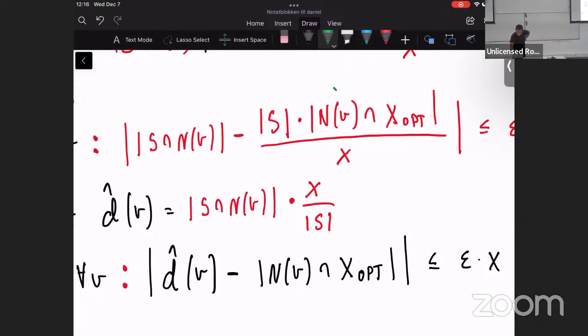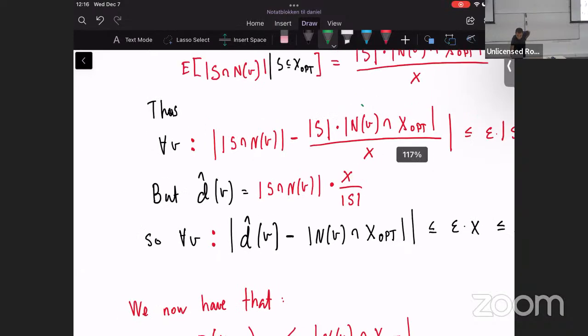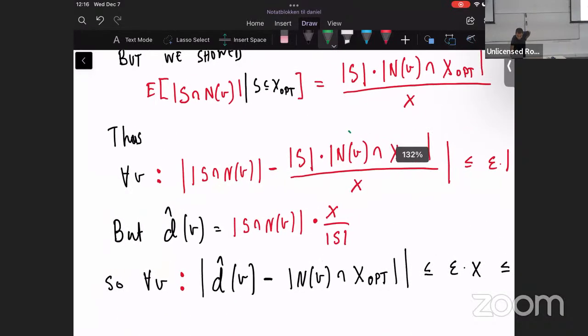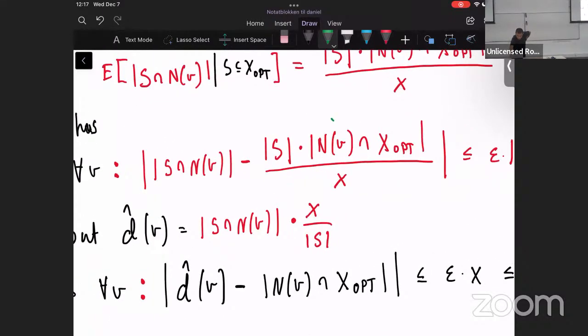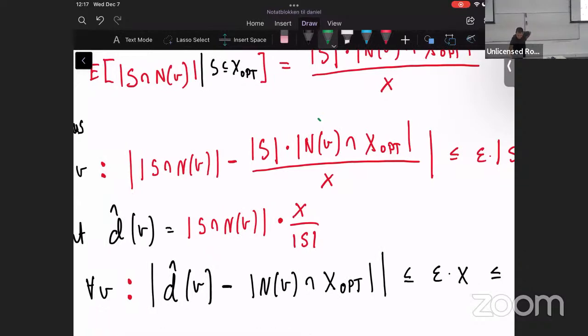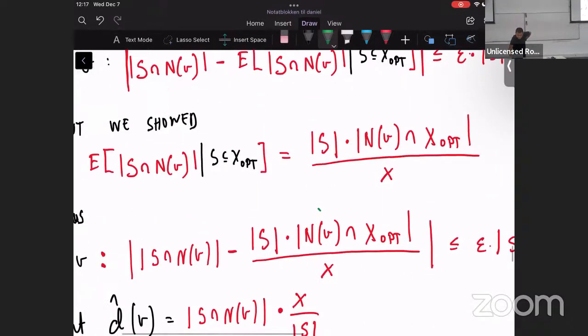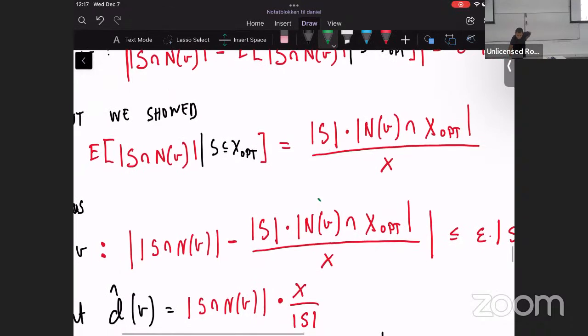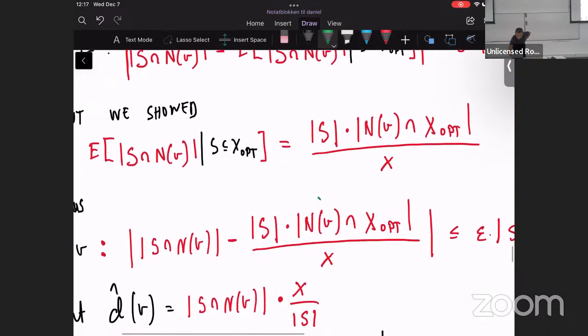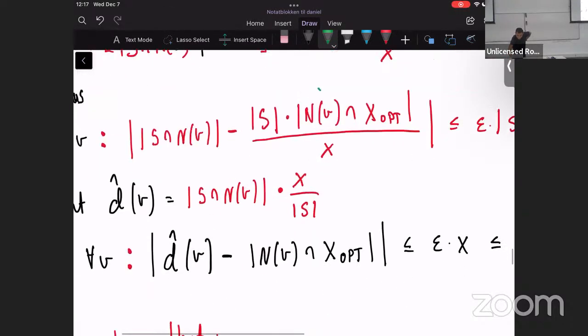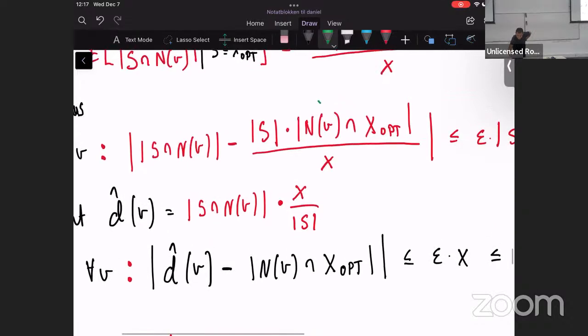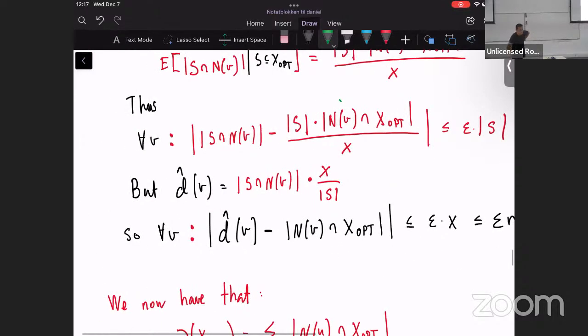I think for the expected value, you don't have to multiply with the cardinality of X. It should be X. So here there should be an X. Yes, because on the right hand side, this expectation of S intersection N of v. Yeah, I think I did something wrong in the algebra. So ignore the algebra, right?